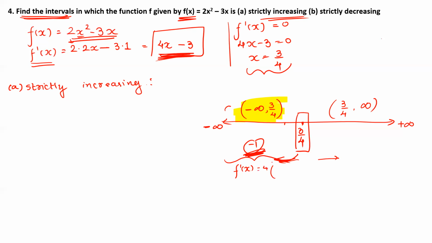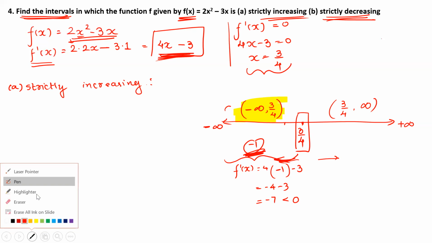So suppose I put minus 1. It is 4x minus 3, so it is minus 4 minus 3, and I'm getting minus 7. That means f dash x is less than 0. Less than 0 means the function is decreasing. I can say that the function is decreasing in minus infinity to 3 by 4.